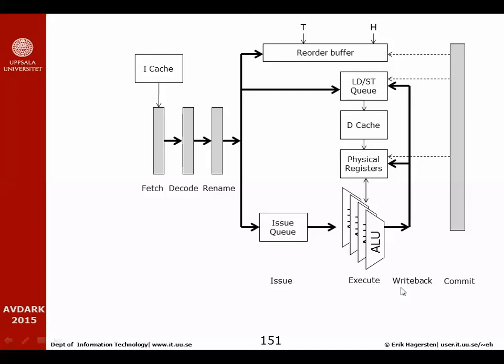Then it's a stage called the execute stage. Here is the write back stage, and then we have a stage called the commit stage. So typically 7 stages. Each of these stages may take several cycles to execute. So this is not a 7 cycle from beginning to end here. It's more like 20 cycles from the beginning to end, even in the best case.